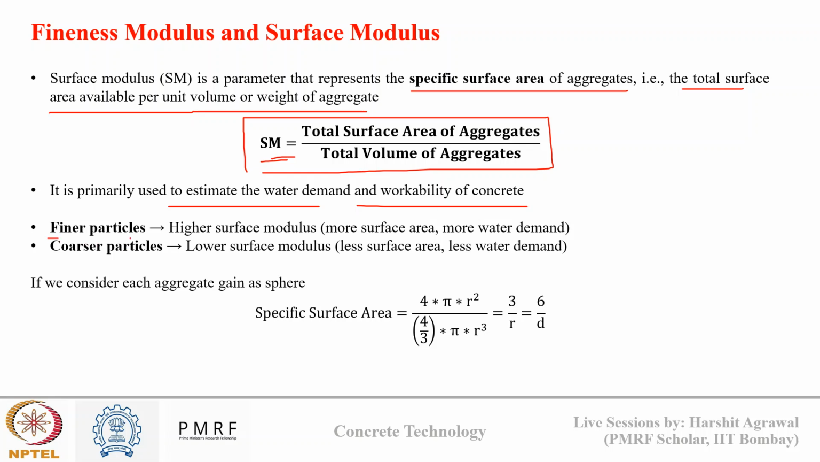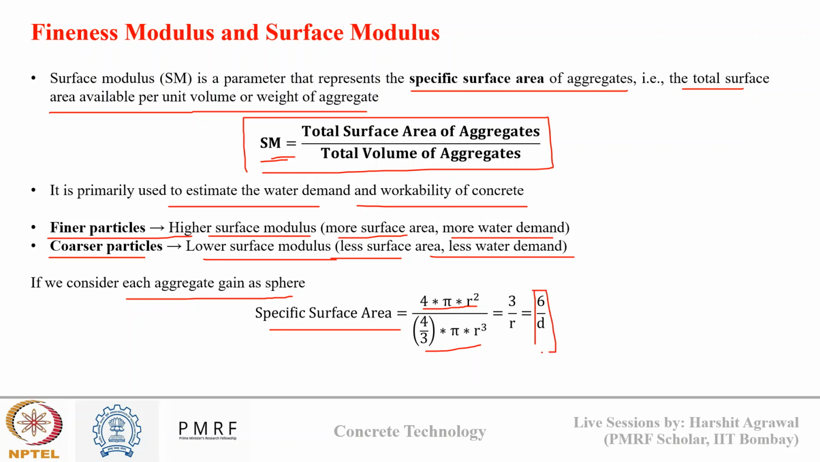Finer particles have higher surface modulus. They have more surface area, so they will have more water demand. Coarser particles have lower surface modulus, so they have less surface area, and thus they will have lower water demand. If we consider our aggregate as a simple sphere, specific surface area is nothing but surface area upon volume, so it will come out to be 6 by d.